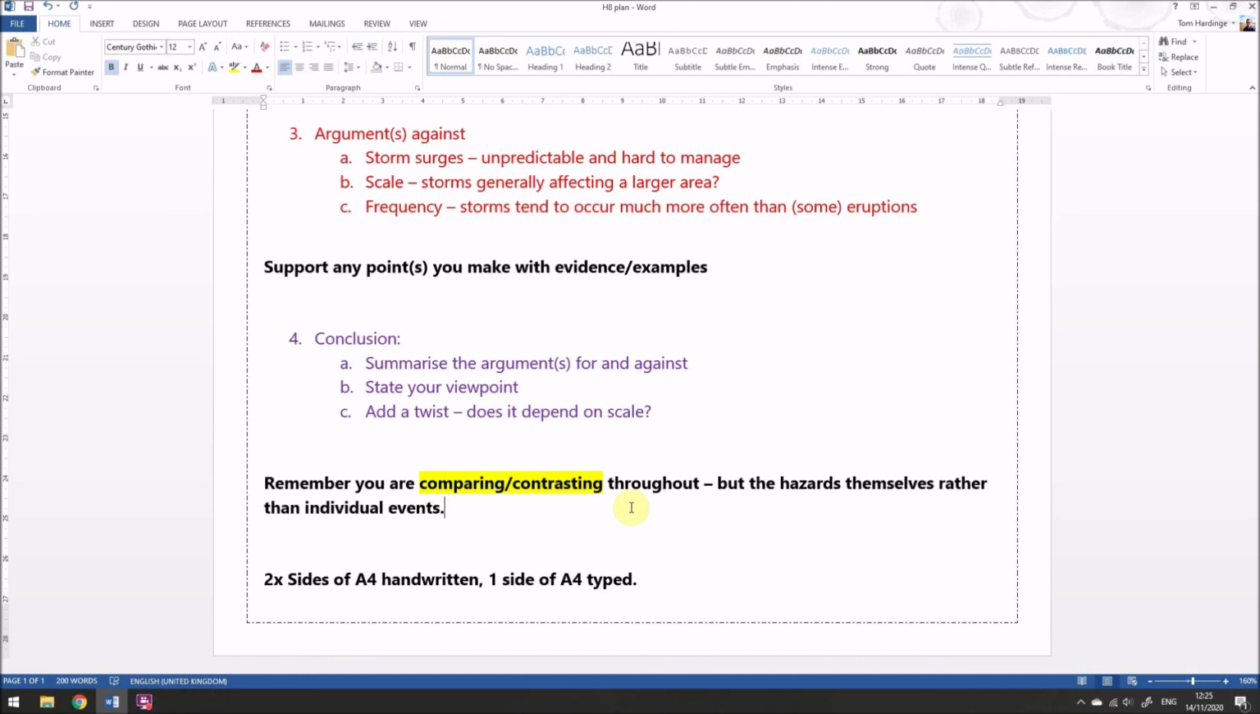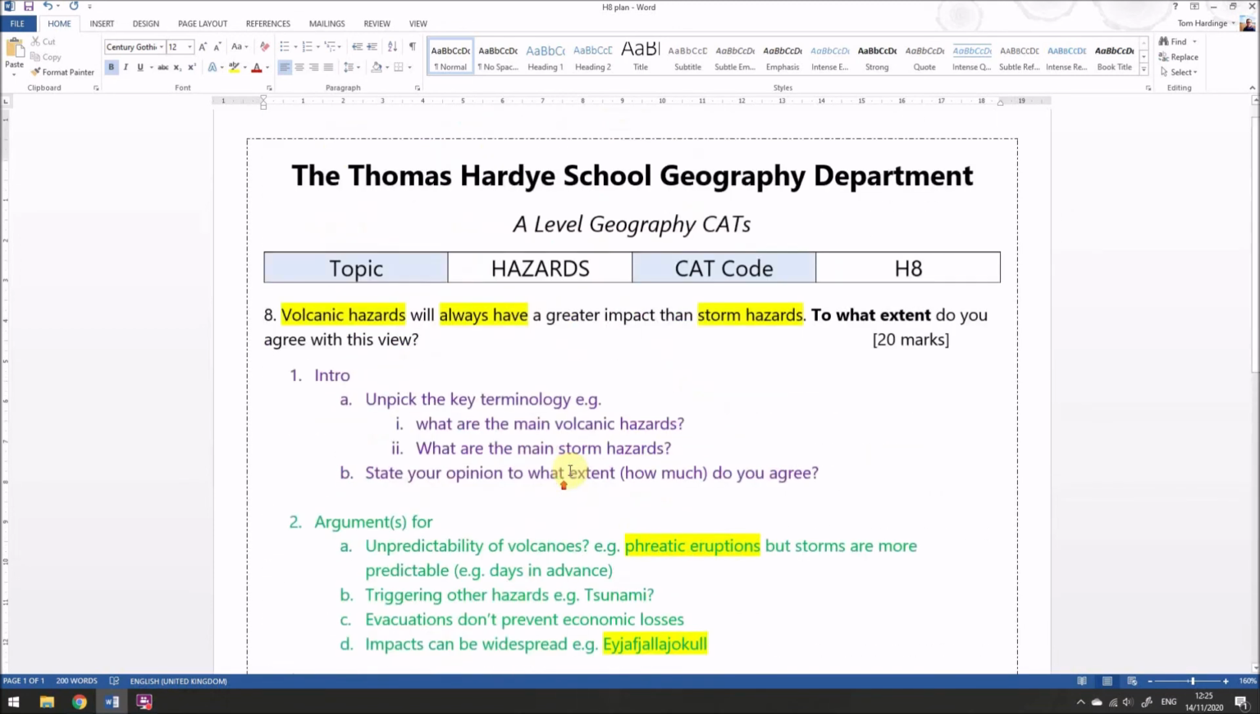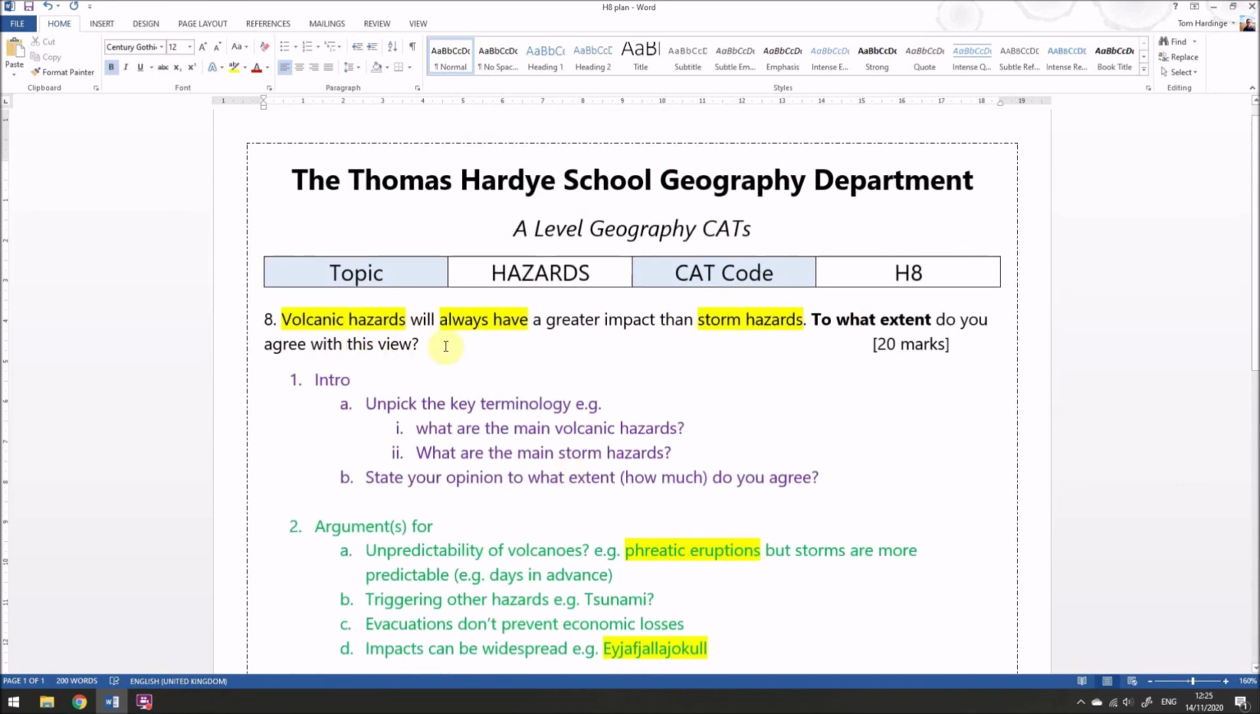Hopefully that gives you some pointers about where you want to start with this question. Definitely think about your opinion of that viewpoint before you start writing it, so that you know where you're going within that answer.